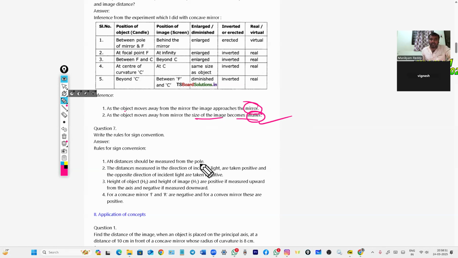Any distance should be measured from the pole.